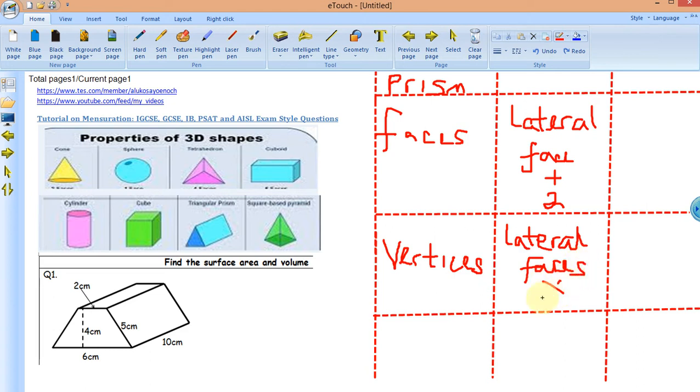Times 2. And finally, for edges, if you want to determine the total number of edges in any given prism, that would be lateral faces times 3.